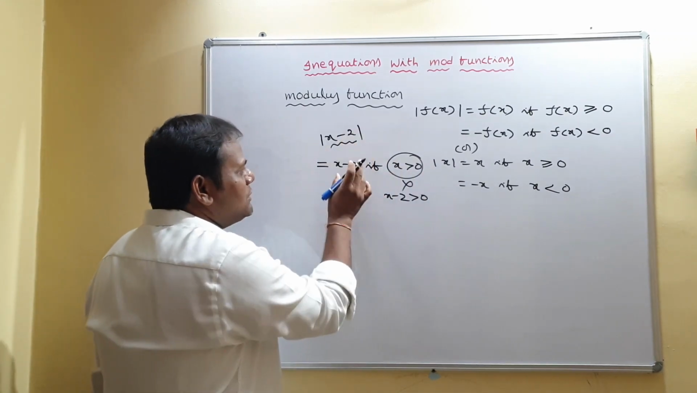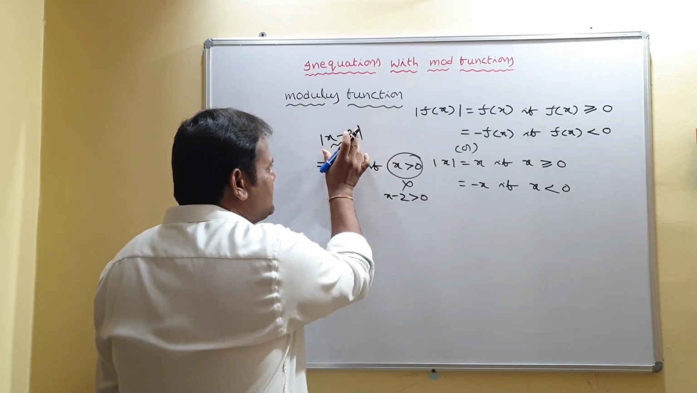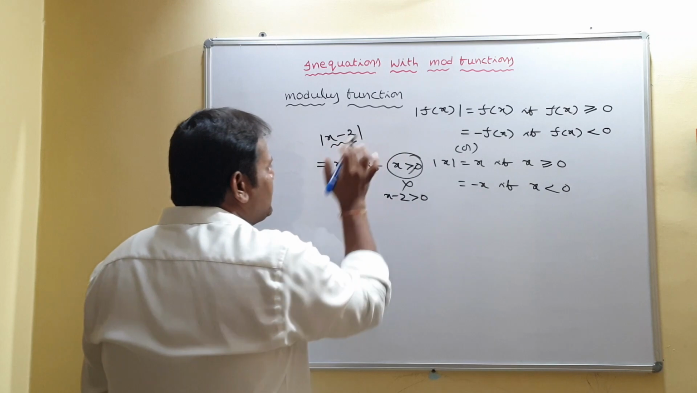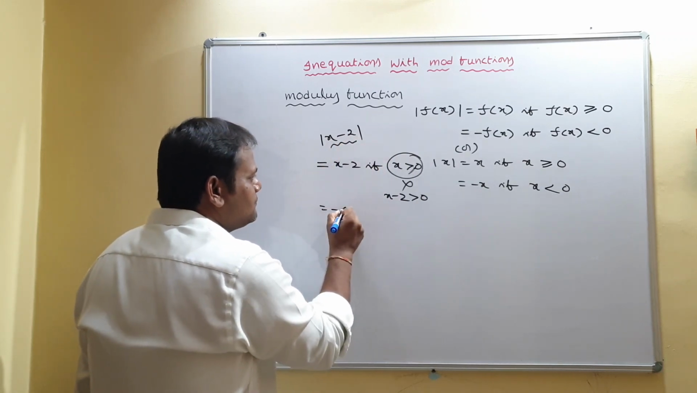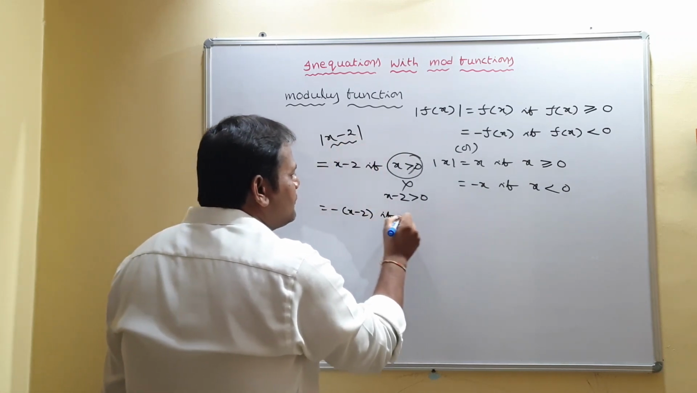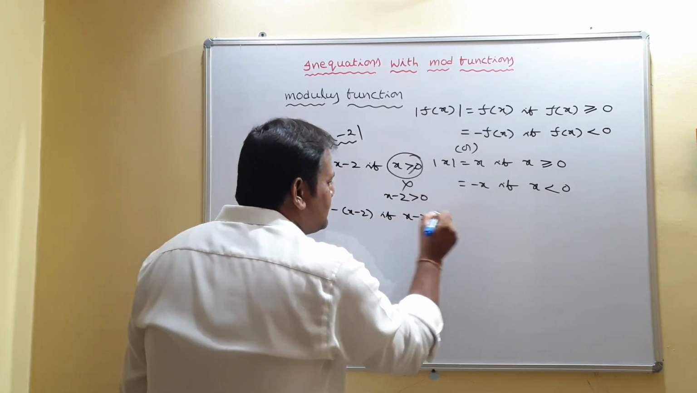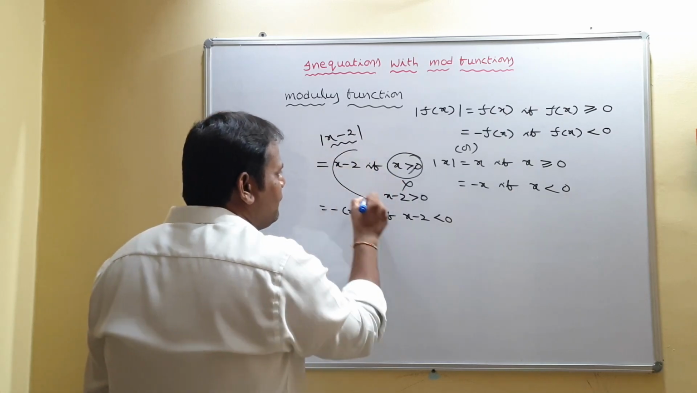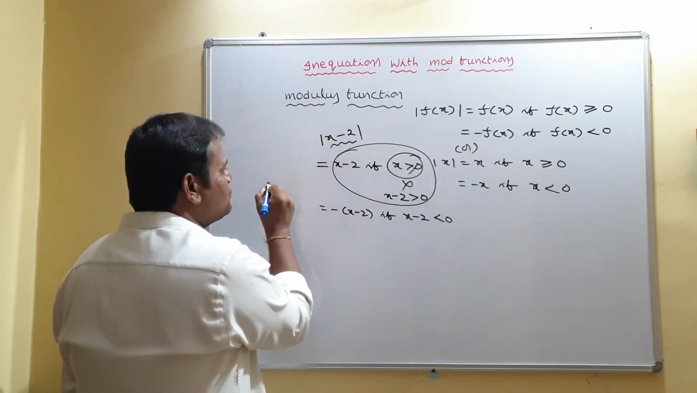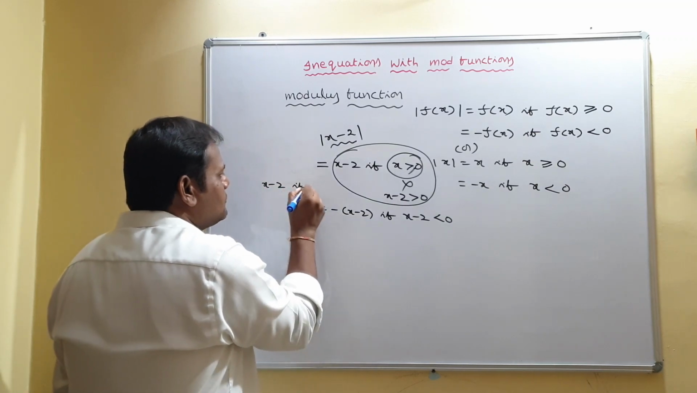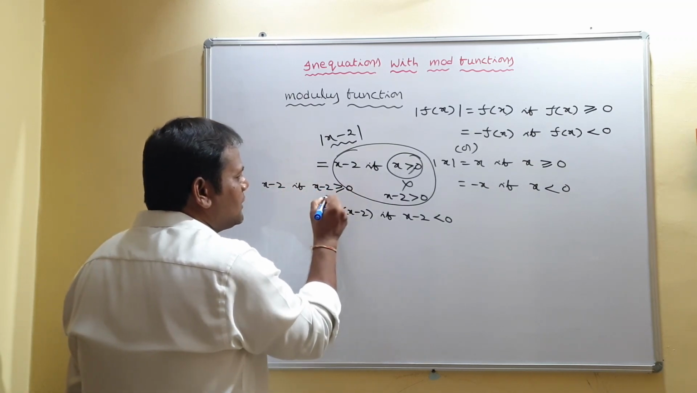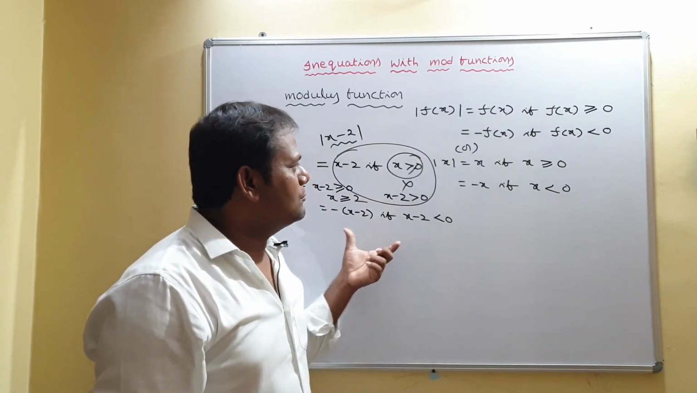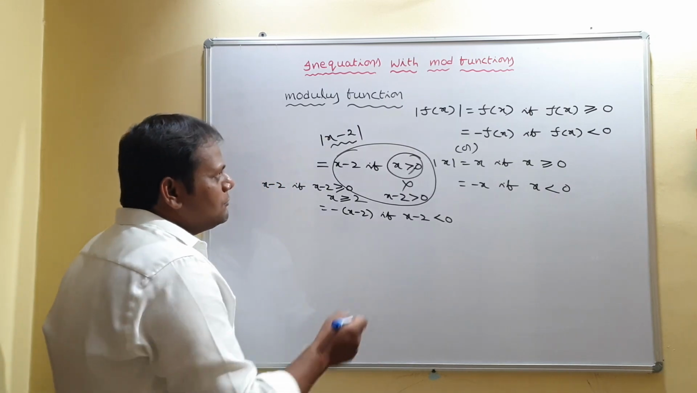So mod x minus 2 is x minus 2 if the expression in the modulus is positive, or mod x minus 2 is minus of x minus 2 if x minus 2 is negative. So mod x minus 2 is x minus 2 if x minus 2 is positive, so x minus 2 greater than or equal to 0, that is x greater than or equal to 2. Okay.